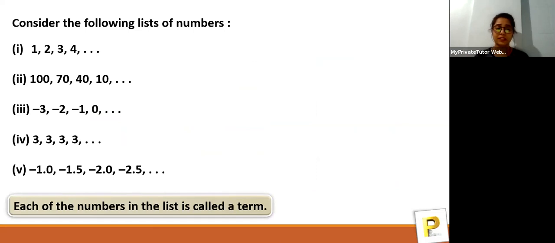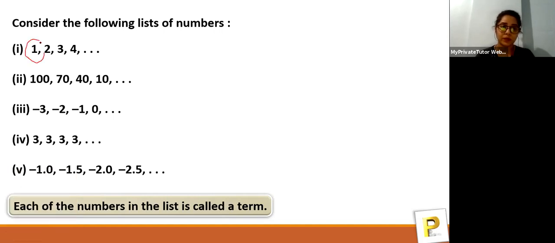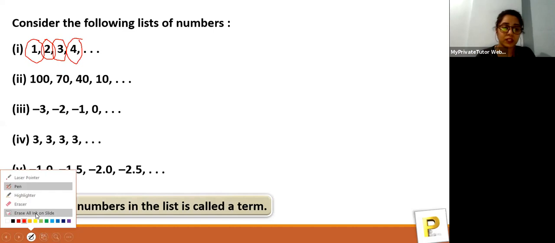Okay, before that, I'd like to tell you that each of the numbers in the list is called a term. Like if you talk about the first question, the first number is 1, right? So 1 is called a term. The second is also a term, 3 is also a term, and 4 is also a term. So each of the numbers present in a question is a term. Here you have 4 numbers. You might be having more as well. So each of those numbers in the list is called a term. Okay, you have to remember this part.